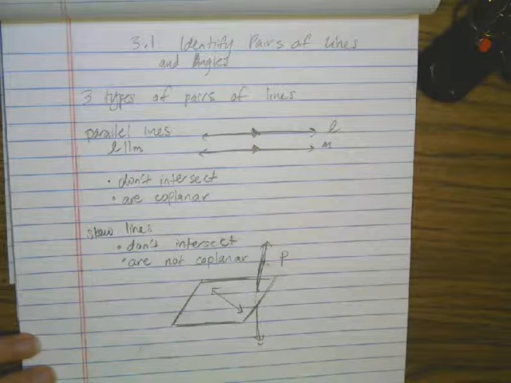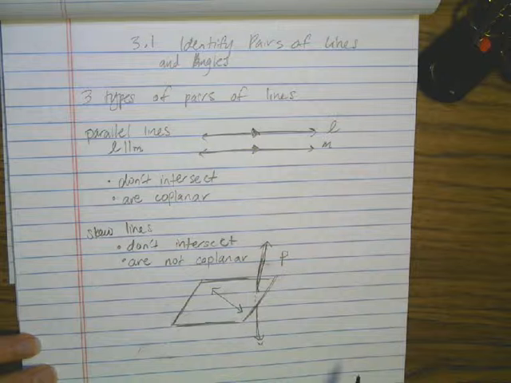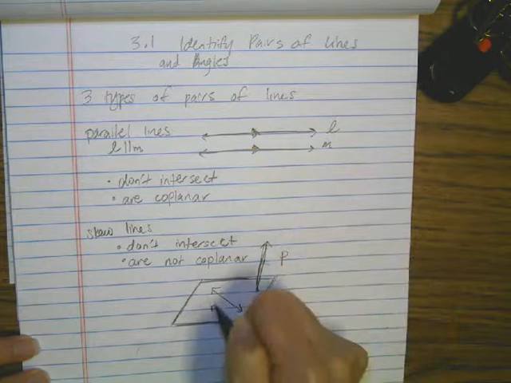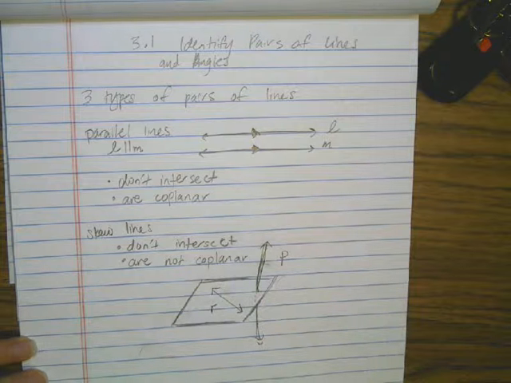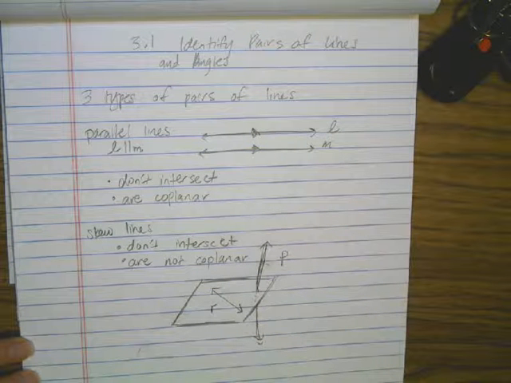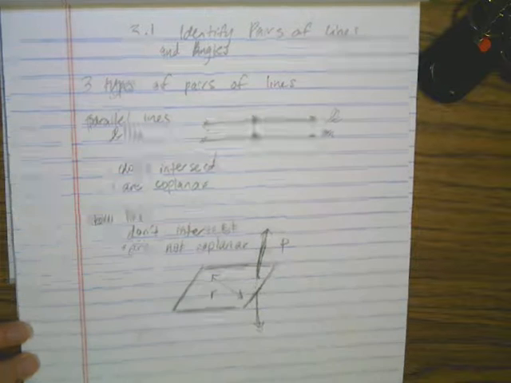Yeah, perfect. Is it plane P or line P? This is line P, and this would be like line R. So in real life, it pretty much just looks like that. Yes, okay, you got it.